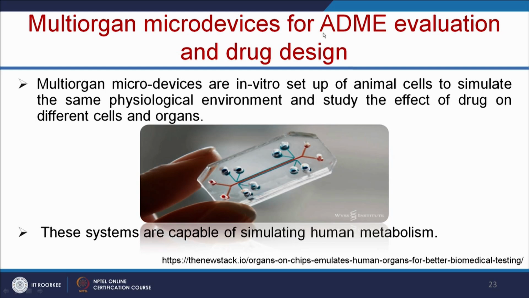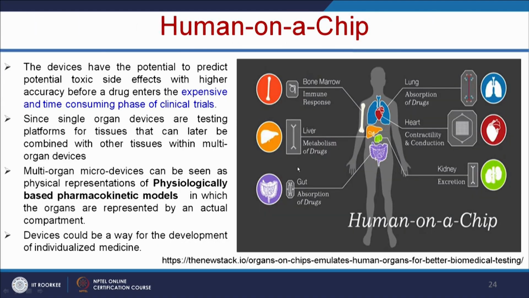For ADME evaluation we can use a multi-organ microdevice instead of using an animal model. These multi-organ microdevices are in vitro setups of animal cells to simulate the same physiological environment and study the effect of drugs on different cells and organs. These systems are capable of simulating human metabolism. So, this is like an organ on a chip or human on a chip. This chip will mimic your human metabolism. We can add the drug into this chip and study the effect of the drug on the particular organ. You can see here an example of a human on a chip.